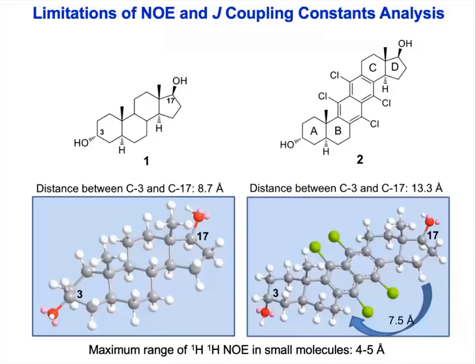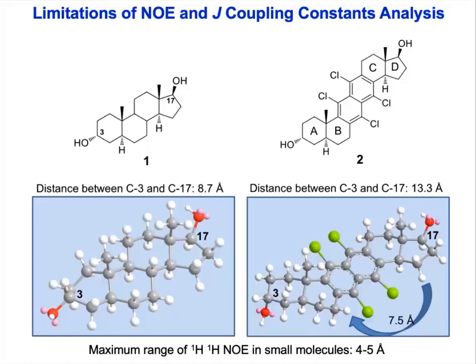First, what I would like to say is that let's assume that we already have a molecular constitution produced by the ACD software, by the Structure Elucidator. And now we need to determine the relative configuration. And I would like to mention the limitations of NOE and J coupling constants analysis.